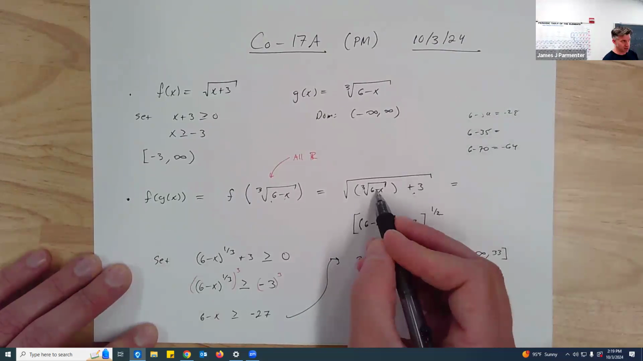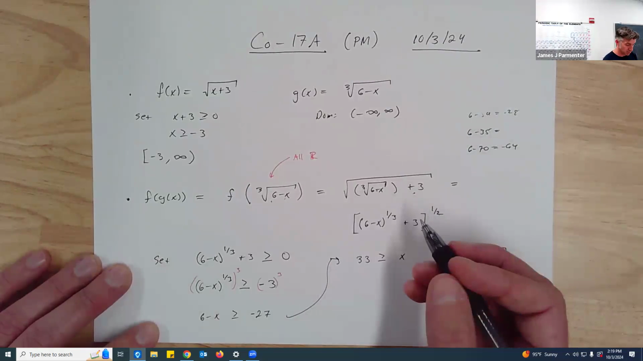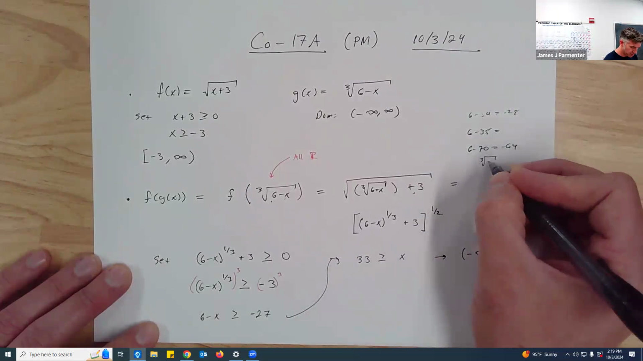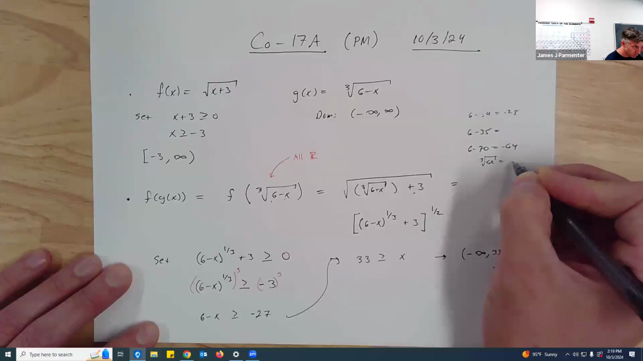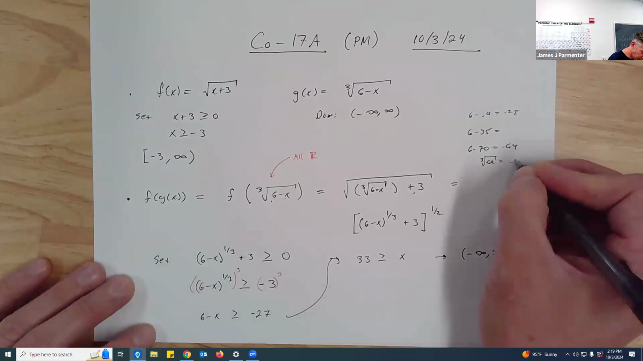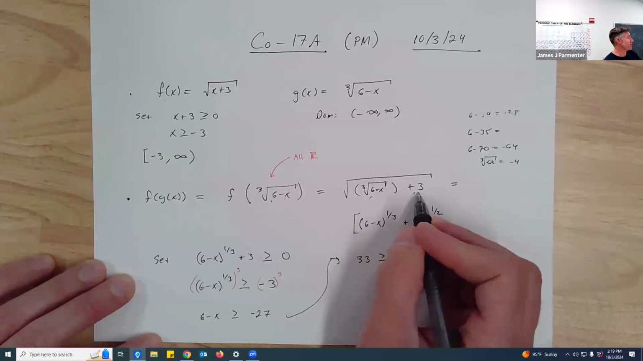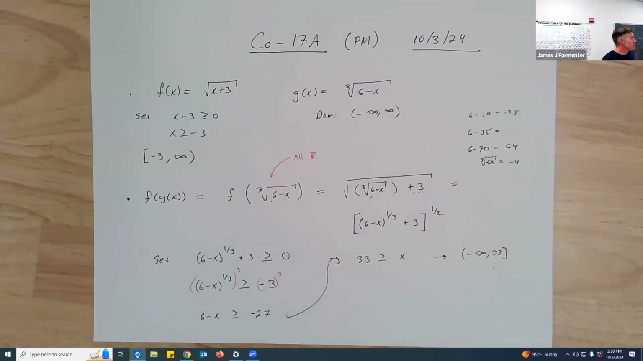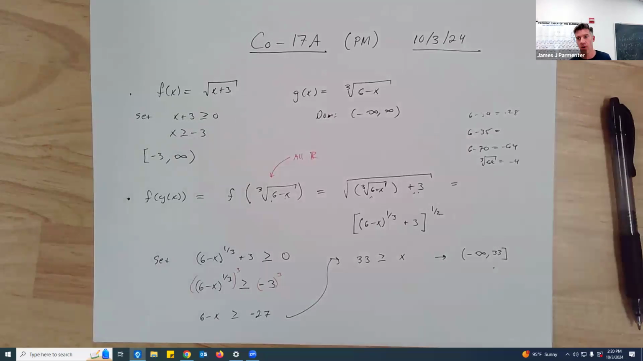The cube root of negative 64 is what? Sorry, I'm not very good at hearing. Negative 4. And negative 4 plus 3 is negative 1, and the square root of negative 1 is a problem. So it seems like we found the right domain here. Things that are in it seem to work. Things that are not in it seem to not work. So let's go ahead and try that.